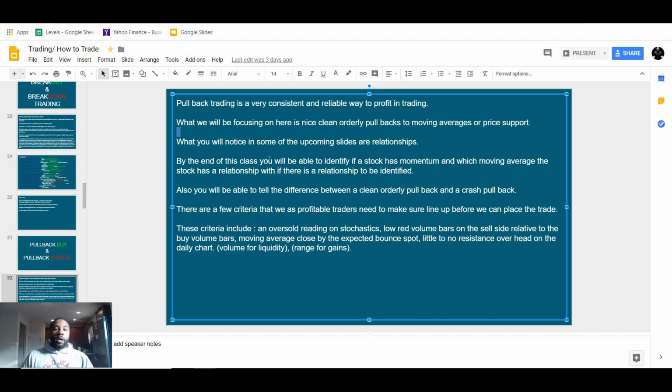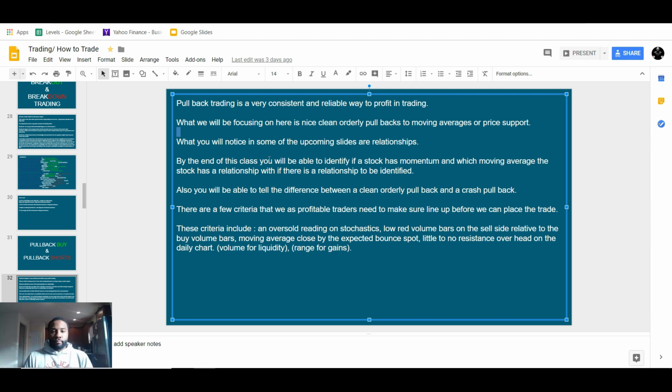Okay, so there are a few criteria that we as profitable traders need to make sure line up before we can place the trade. When we're dealing with the pullback, we want to look for criteria such as an oversold reading on stochastics. Remember, we talked about stochastics. When the stochastic dips below 20, that tells us that we may need to start looking for a reversal soon.